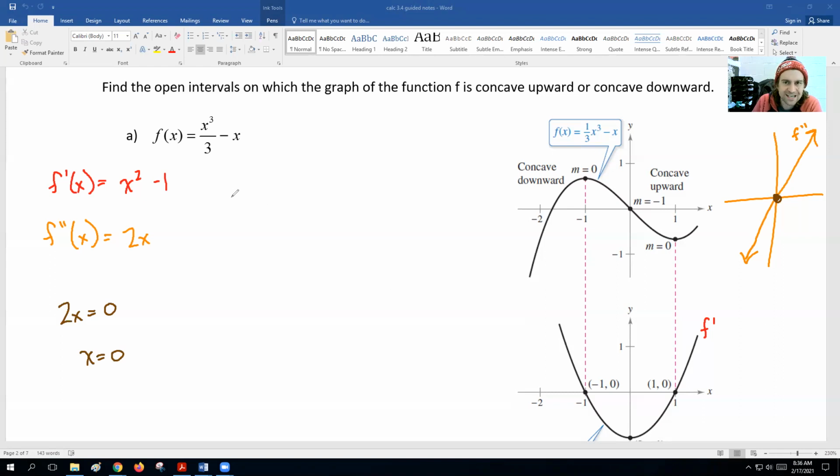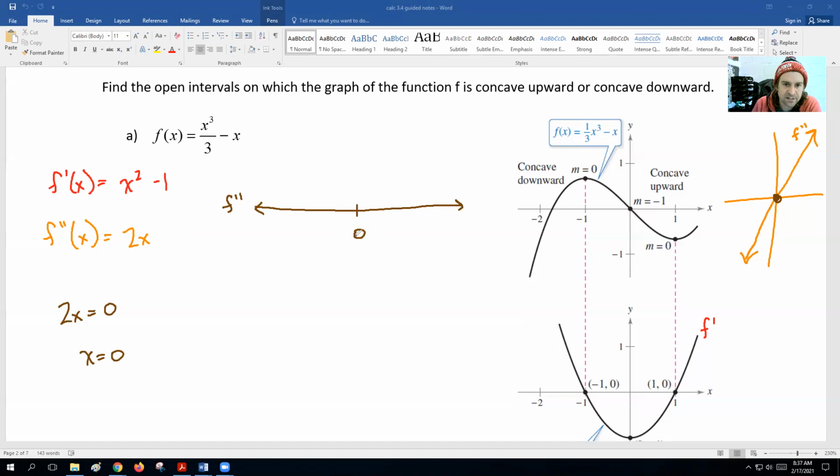All right, so we're going to make a second derivative test like we did with the first derivative. We're going to make our number line here, and we're going to put our critical points on that number line. And our critical point here is just x equals 0. Now to determine the concavity, we're going to pick points in the intervals of less than 0 and greater than 0 to determine whether the second derivative is positive or negative.